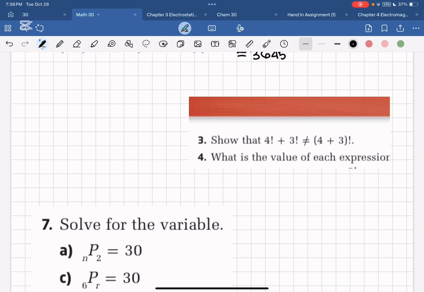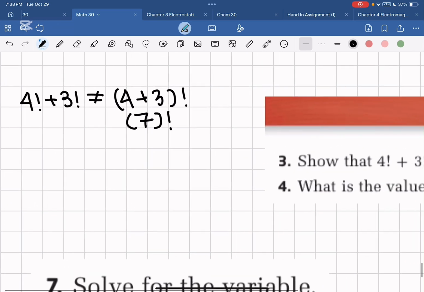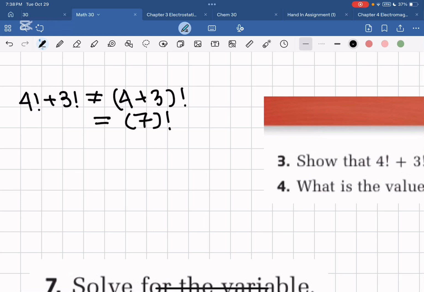This question is asking you to show that these two things are not equal. So, we've got 4 factorial plus 3 factorial is not equal to 4 plus 3 factorial. The whole thing is factorial. Let's do what's in the brackets first. So we've got 7. And now we know that we're going to raise that to a factorial symbol. Let's just leave that side for now.